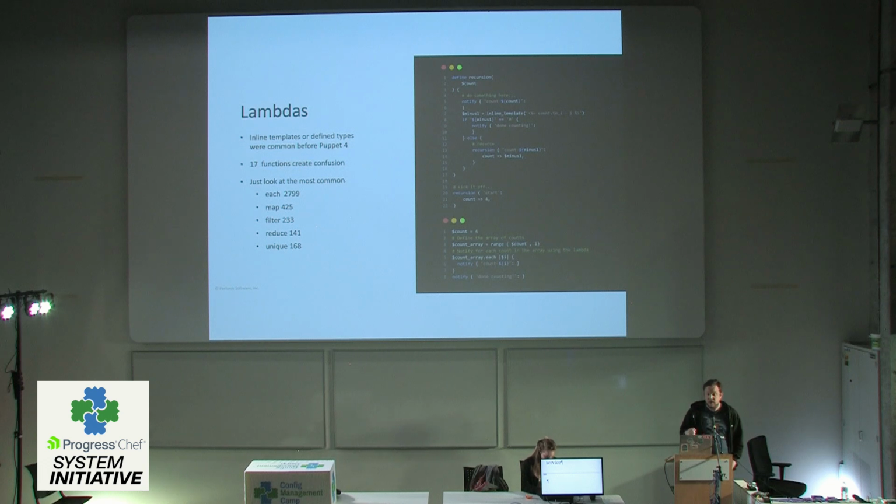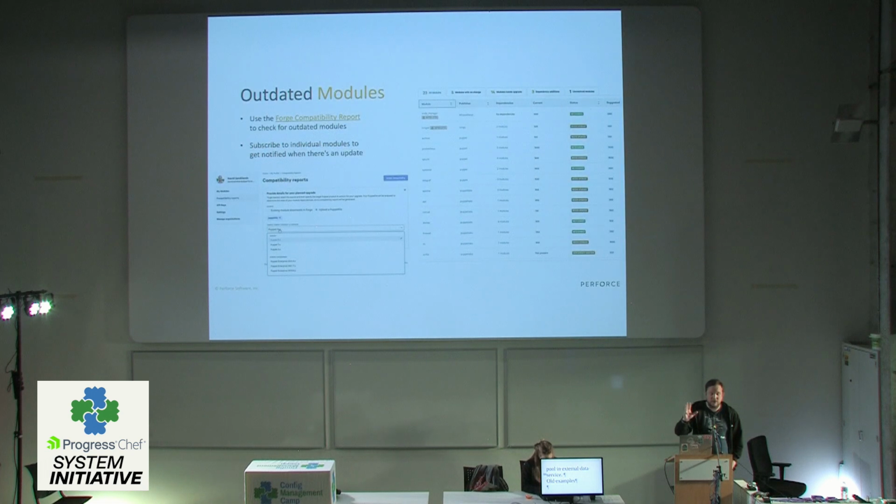Lambdas, I think it's a dreaded word, and I actually pulled one of James's old examples about how people used to abuse defined types to do these iterations. And lambdas have 17 functions, which creates this confusion, but you only need to look at those top 5 I listed there.